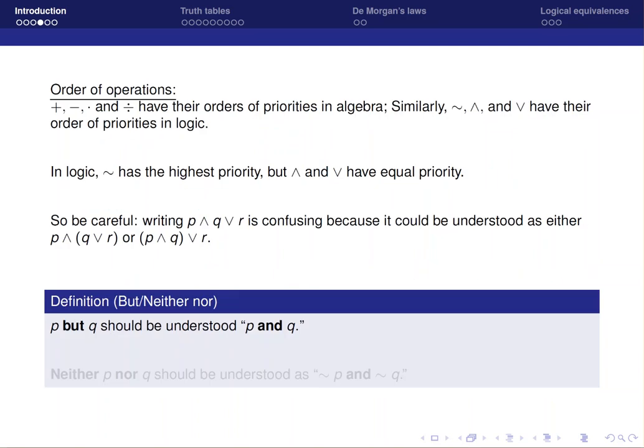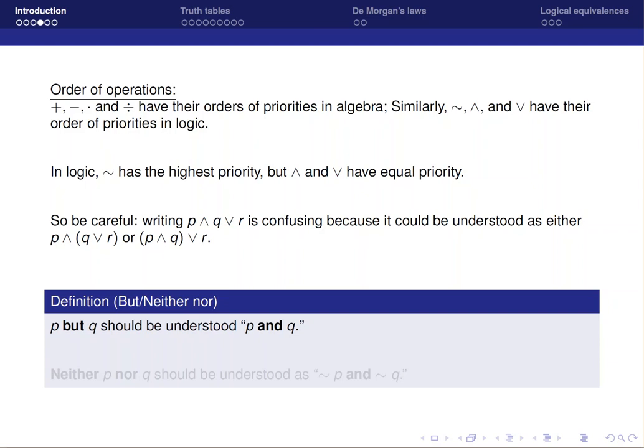Just like the plus, minus, multiplication, and division have their order of operations in algebra, tilde, wedge, and V have their order of operations as well. In logic, tilde has the highest priority. So if there's a tilde and a wedge and a V, tilde has to be done first. Also, the wedge symbol and the or symbol, the V symbol, are both of equal priority. So when they show up together, you have to be careful and put parentheses, otherwise things can be misunderstood.